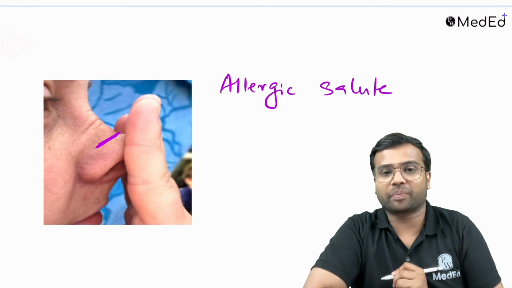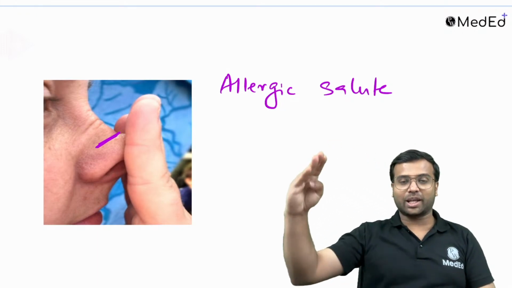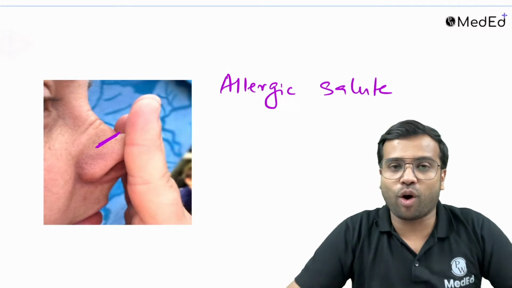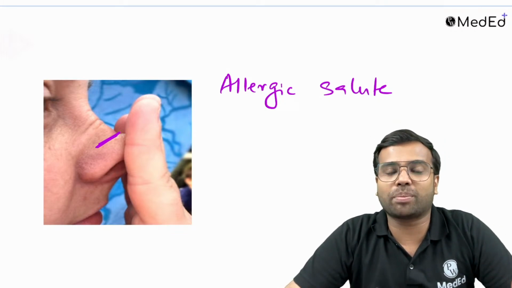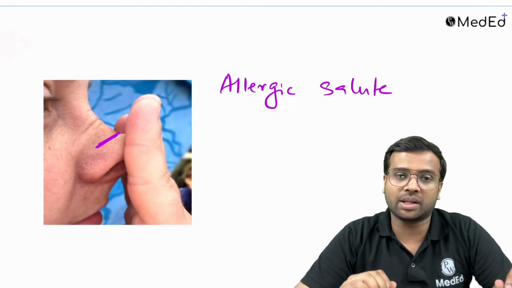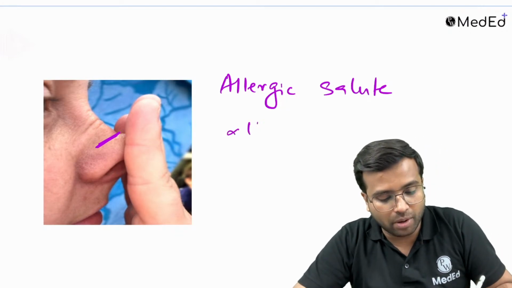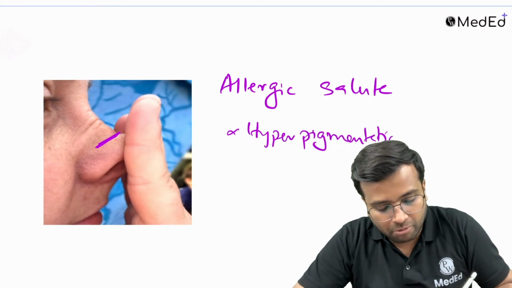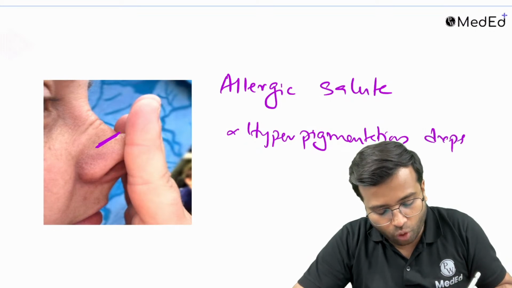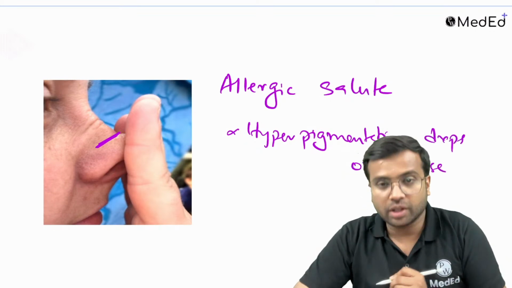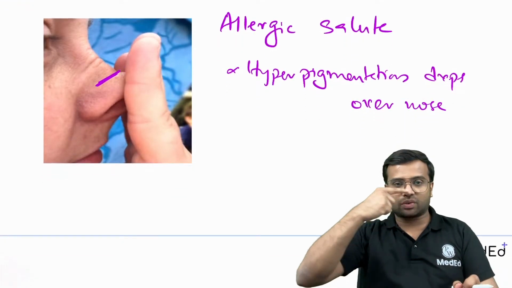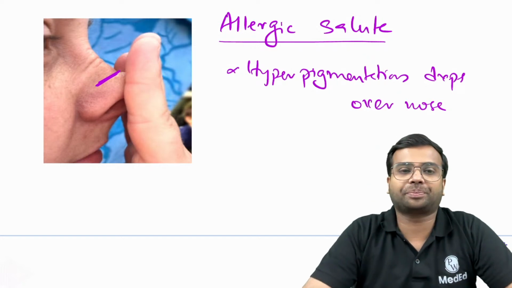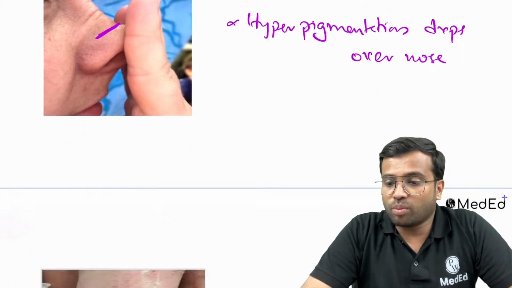This is called the allergic salute. Remember, this one is not this salute. This is the allergic salute because of this action, like what you can see in this image. Due to the repeated action of this patient, a hyperpigmentation develops over the nose. This is usually a transverse line over the nose, and this is called the allergic salute. Fine.